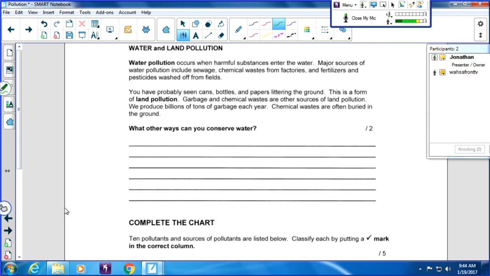Next deals with water and land pollution. What other ways can we conserve water? Think about brushing your teeth. Think about taking a shower. What can we do? Well, obviously we all brush our teeth, but we can always turn off the tap as we brush so that the water is not running. We can take showers instead of baths because logically a shower saves water compared to a bath, which fills the tub with so much water. So again, along those lines.